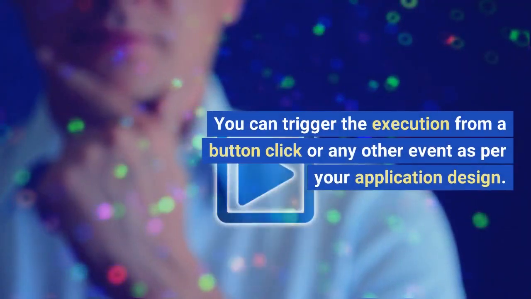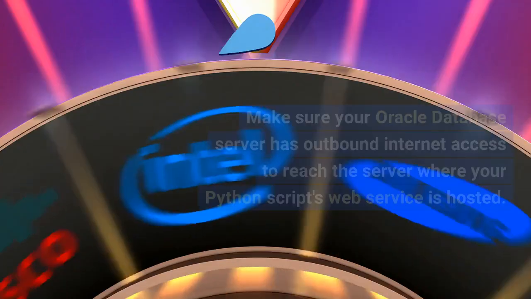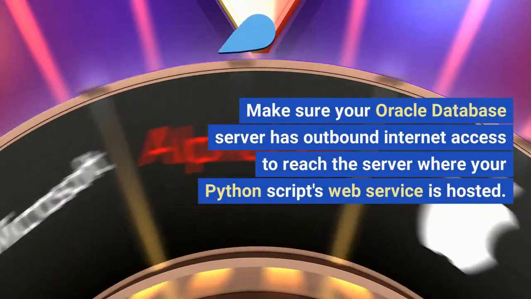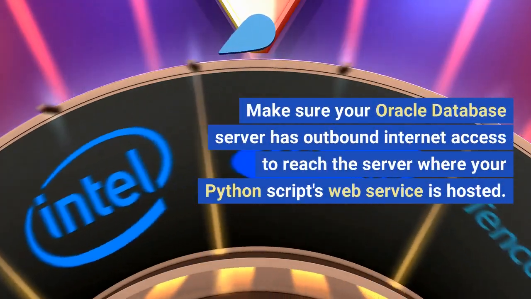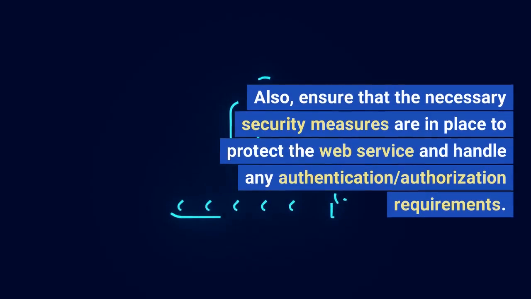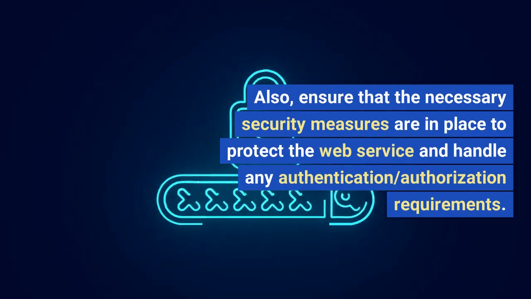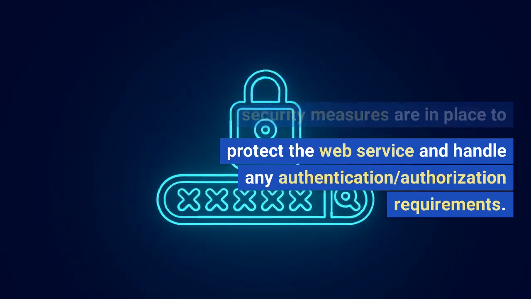You can trigger the execution from a button click or any other event as per your application design. Make sure your Oracle database server has outbound internet access to reach the server where your Python script's web service is hosted. Also, ensure that the necessary security measures are in place to protect the web service and handle any authentication/authorization requirements.